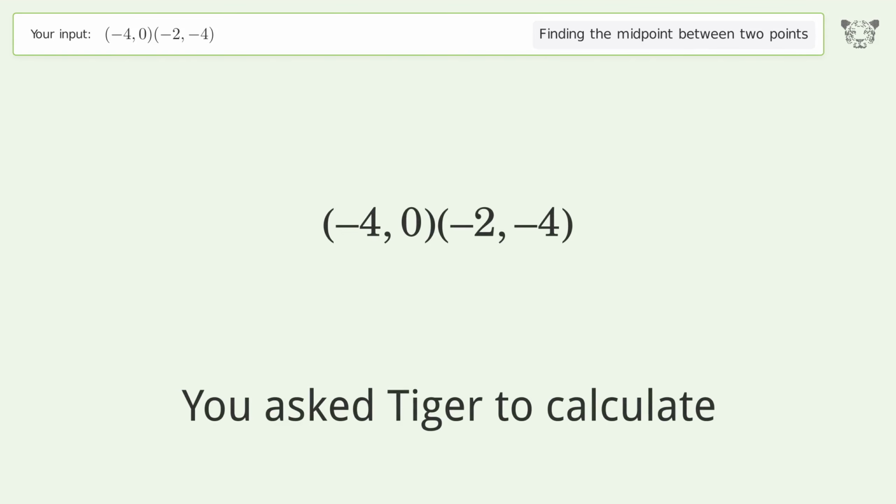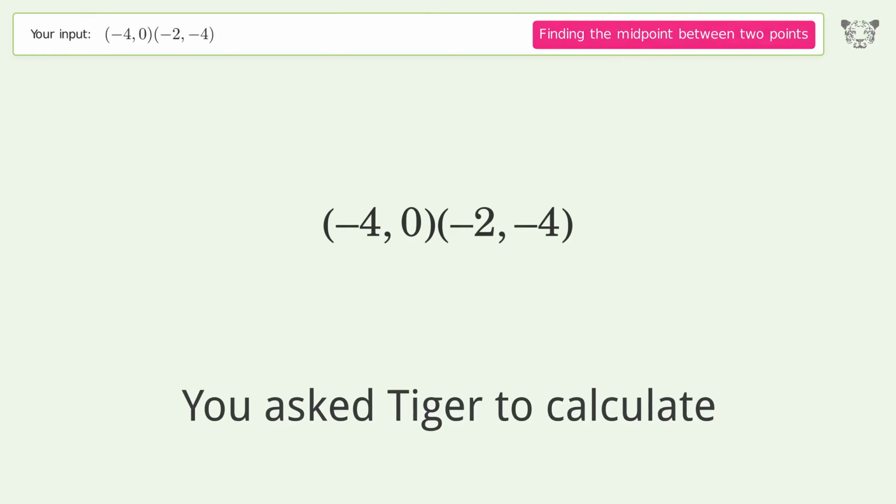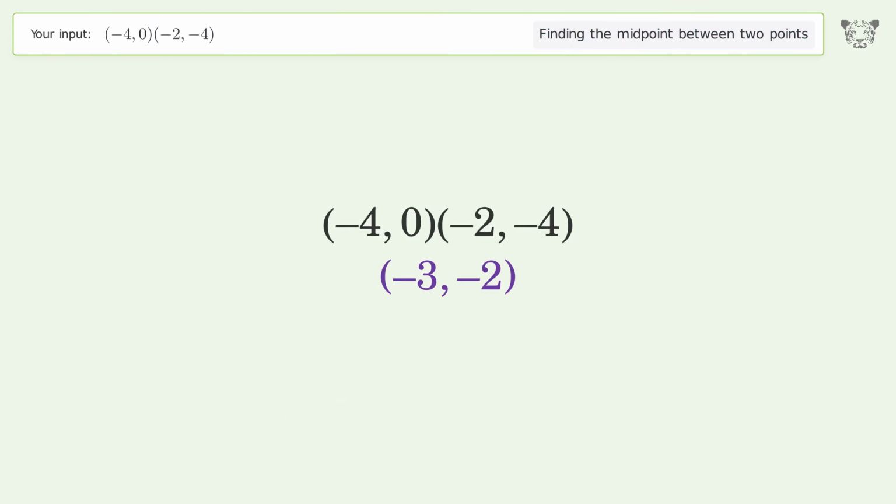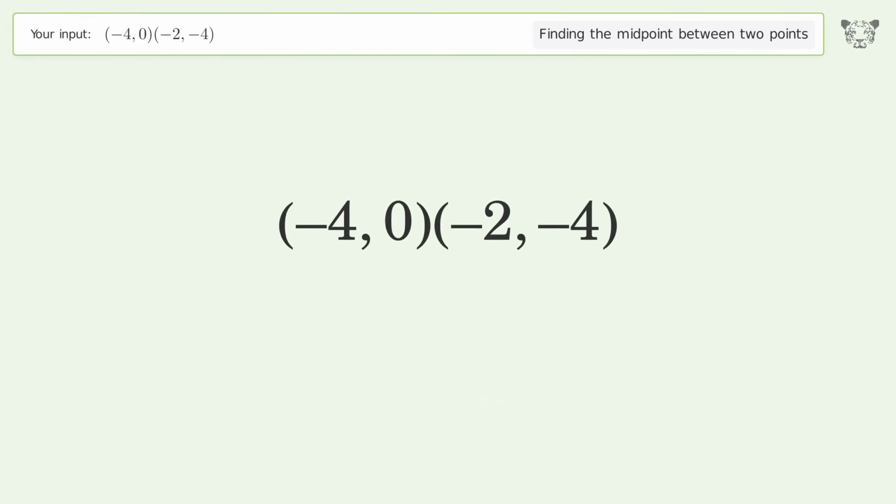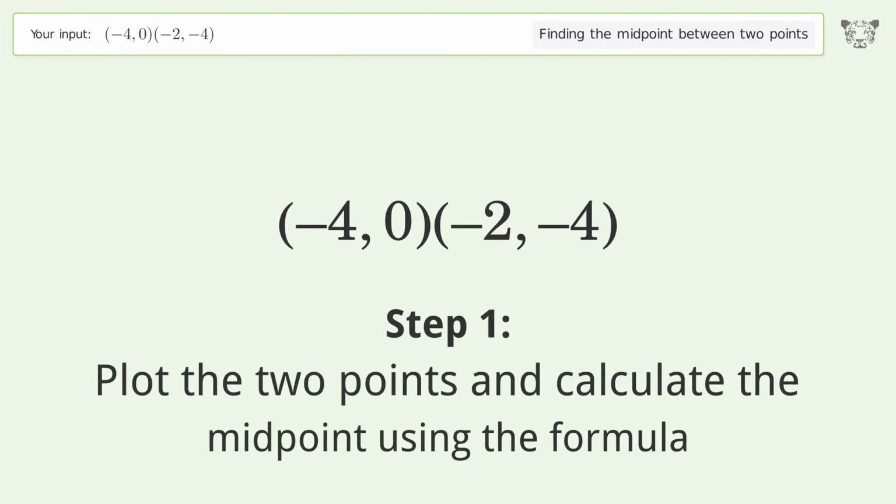You ask Tiger to calculate. This deals with finding the midpoint between 2 points. The midpoint between the 2 points is -3, -2. Let's solve it step by step. Plot the 2 points and calculate the midpoint using the formula.